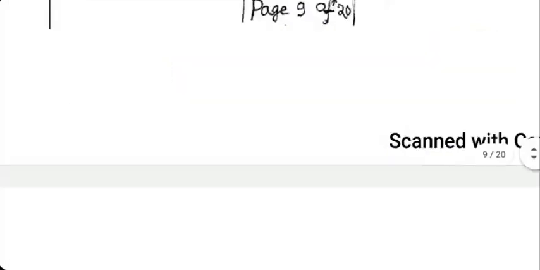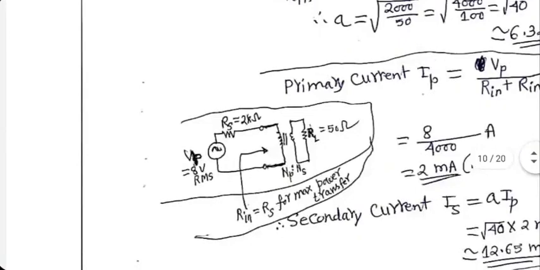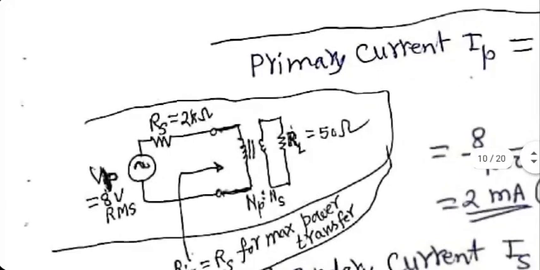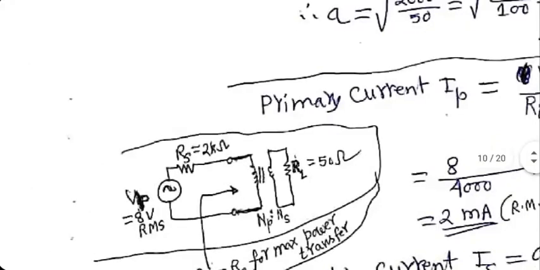Only thing is here we have got a transformer in between. Let me show you the picture. This is how it is. Well, the picture was not given, but I interpreted the problem to come up with this picture. This is what is happening. You have a 50 ohm load connected to the secondary, and then the transformer, of course. And at the primary side, you have got 8 volt RMS in series with 2 kilo ohm. So what happens is 50 multiplied by turns ratio square, A square, should be equal to 2 kilo ohm to get maximum power transfer. That is the basic idea here.